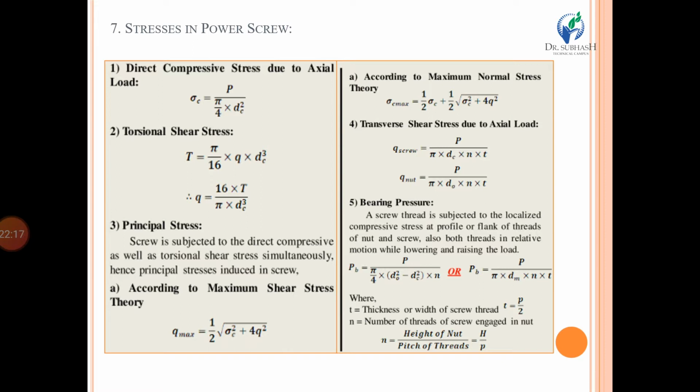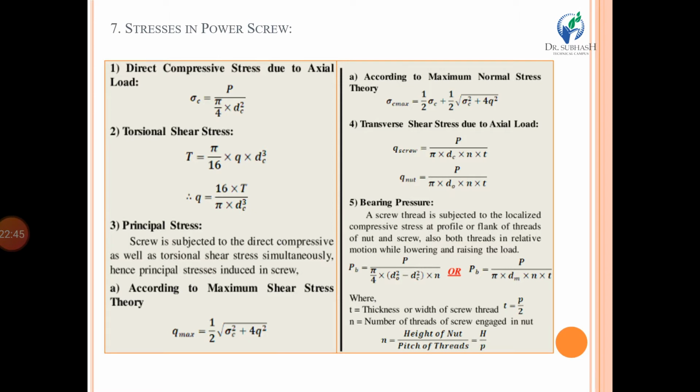Once again, there is also common contact between the threads of the nut and power screw, so there will be bearing pressure between them. So bearing pressure should be calculated. Bearing pressure Pb is equal to W upon π by 4 (do square minus dc square) into n, or you can also put the equation W upon π dm n into t, where do is outer diameter, dc is core diameter, and dm is mean diameter. Herein n is equal to number of threads.